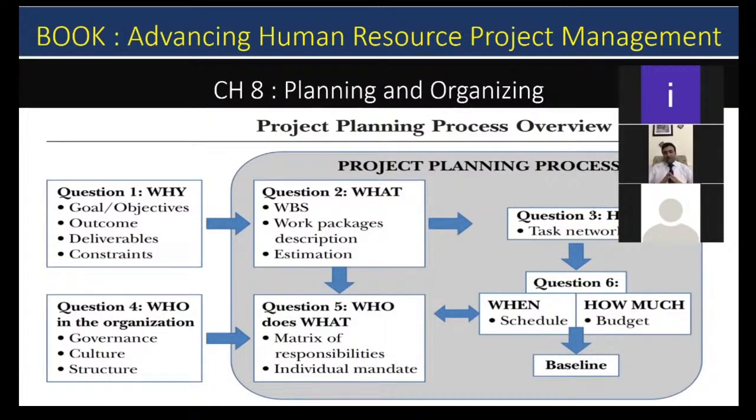In the sixth step, there are two parts. The first is scheduling, where we schedule the activities, and the other is the budget: for a particular activity, what would be the cost and the expected budget for that activity to be done.